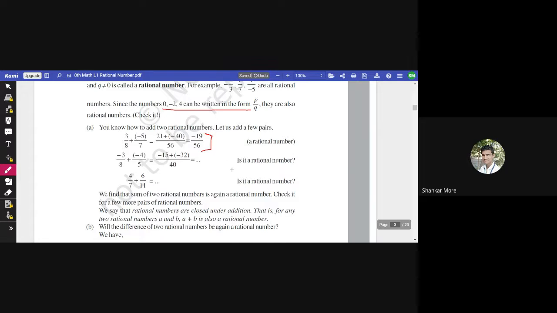And it is also a rational number, right? So tell me the answer of this, and is it a rational number? First tell me the answer, and then tell me whether it is a rational number, yes or no. Tell me the answer. -15 plus in bracket -32 divided by 40. First of all, tell me the answer. Then we will decide whether it is a rational number or not.